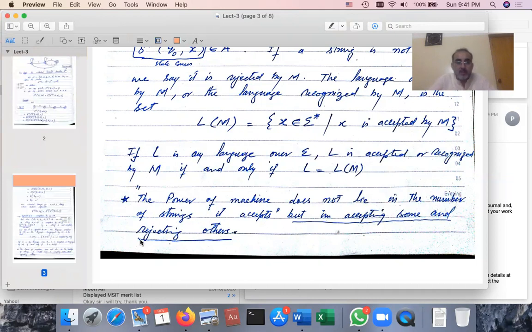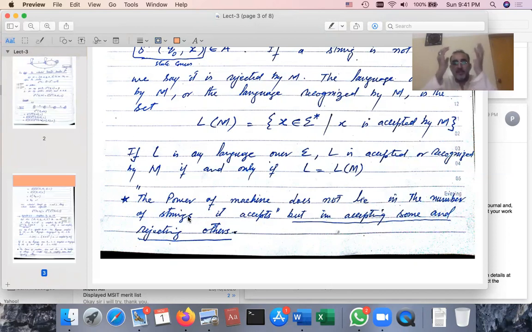And this is just a thing to remember, just a note that the power of a machine does not lie in the number of strings it accepts, but in accepting some and rejecting others.